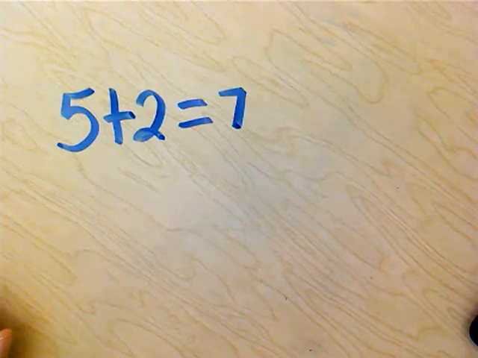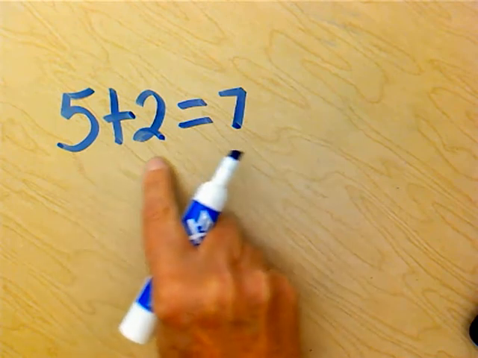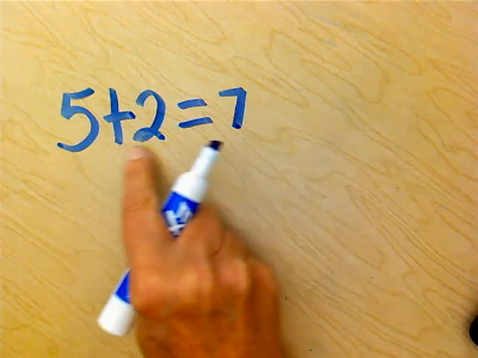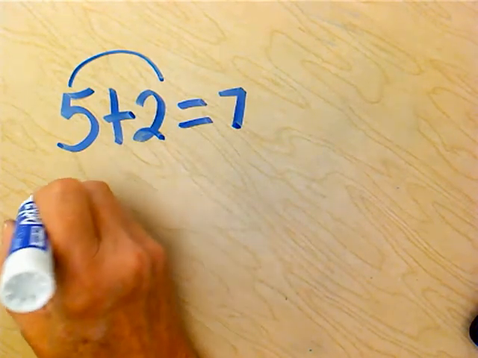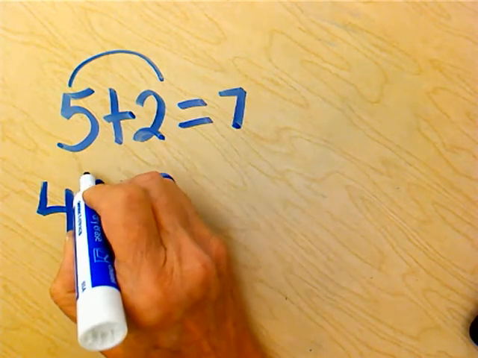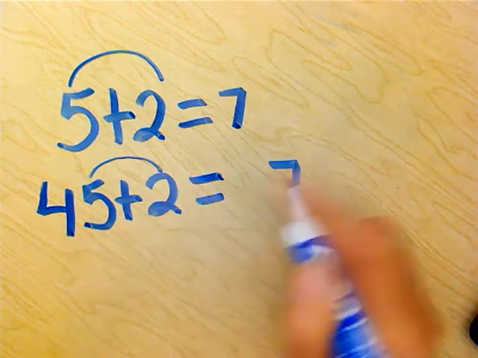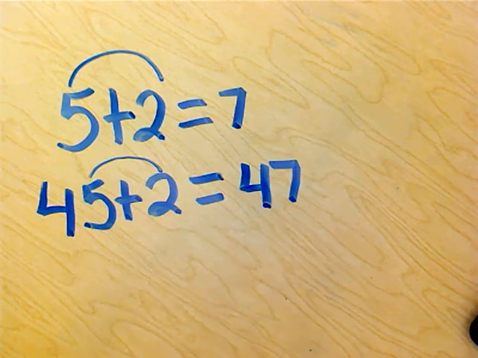I'm going to get my marker. So let's start with 5 plus 2 is 7. Here's a basic fact that you should understand how to make a 7 when we add 5 and 2. Now we can use 5 and 2 to help us with something similar, like 45 plus 2. I already know that 5 and 2 is equal to 7 ones, and how many tens do I have? I have 4. So 45 plus 2 is 47.